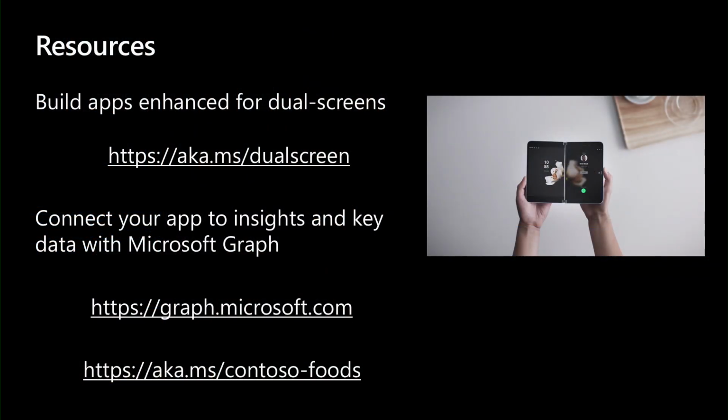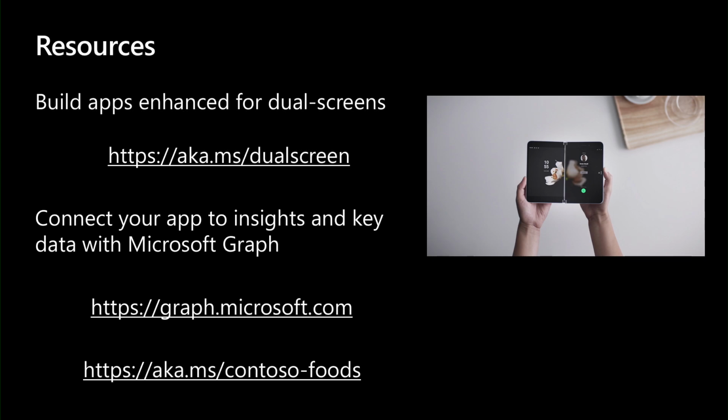So I'm hoping that's got you really excited about building these experiences inside of these dual screen emulators using the SDKs. You can get started with that today at aka.ms/dual screen. Now, to look at the stuff we do within engineering on Microsoft Graph, the best place to start is graph.microsoft.com. This will get you started. You can jump into Graph Explorer and look at the API playground and experiment with all the different APIs that are available. And then we've actually open sourced this Contoso Foods application.